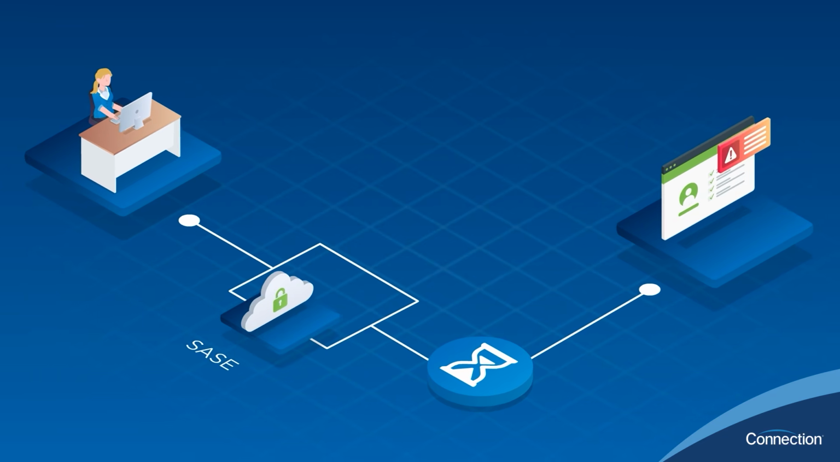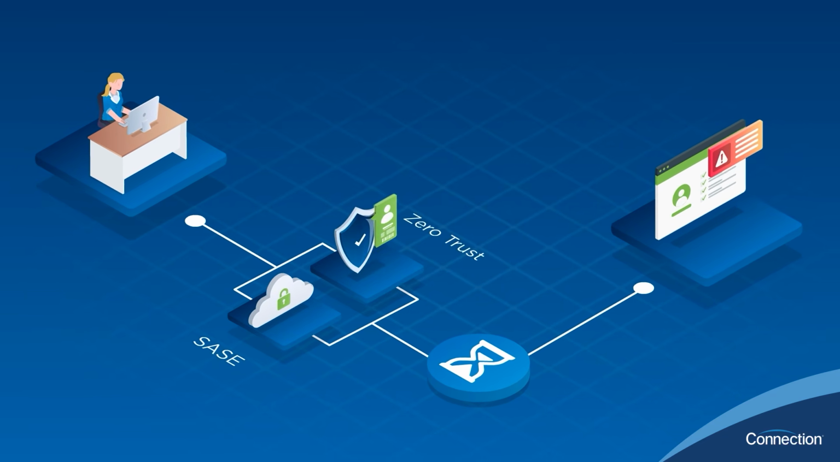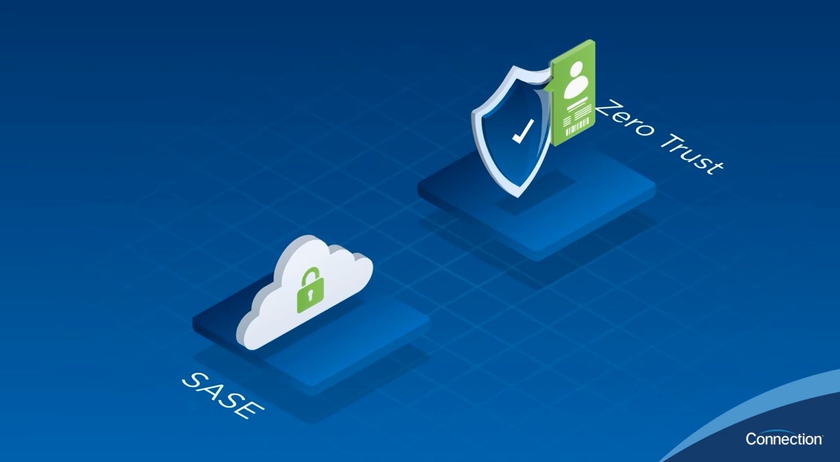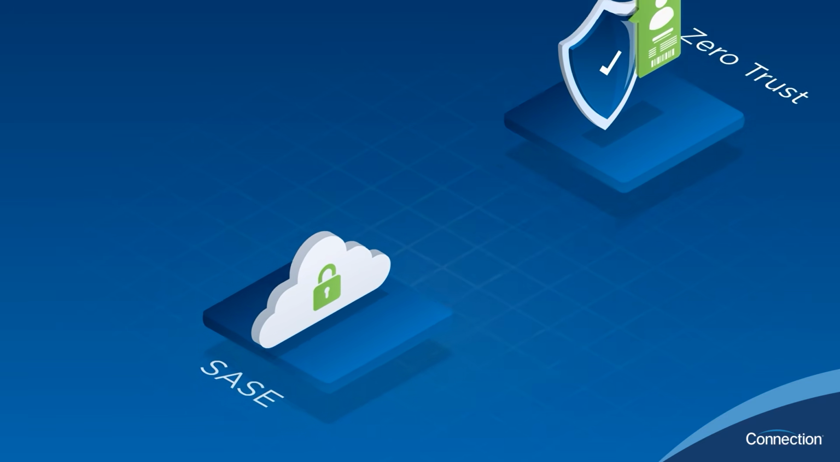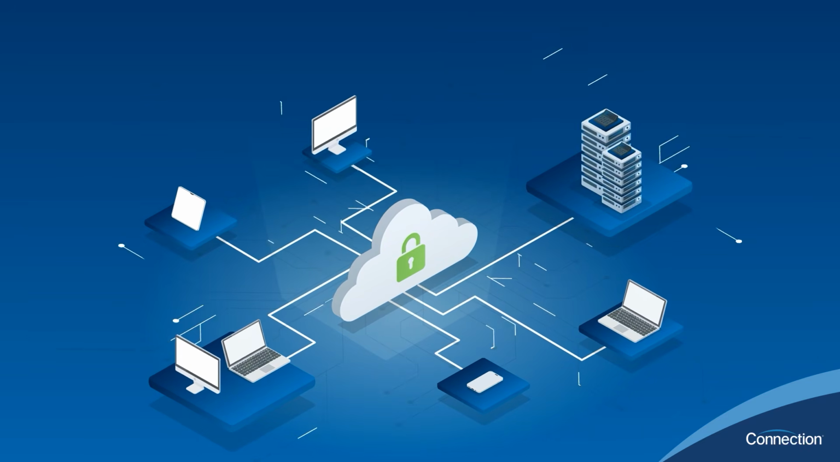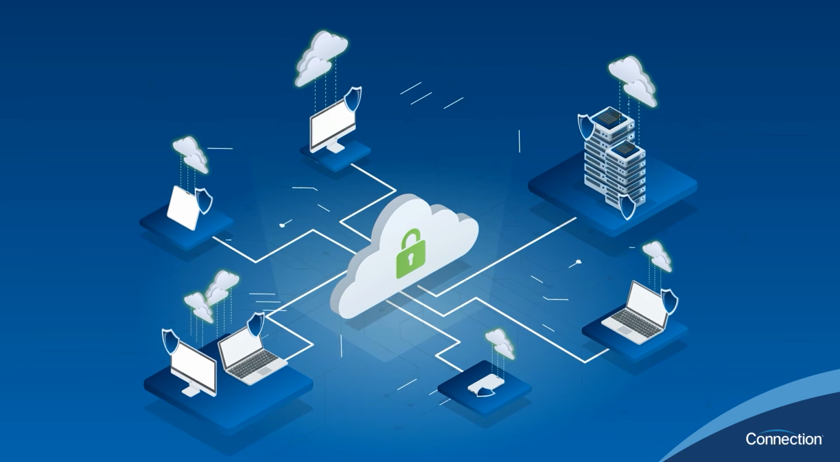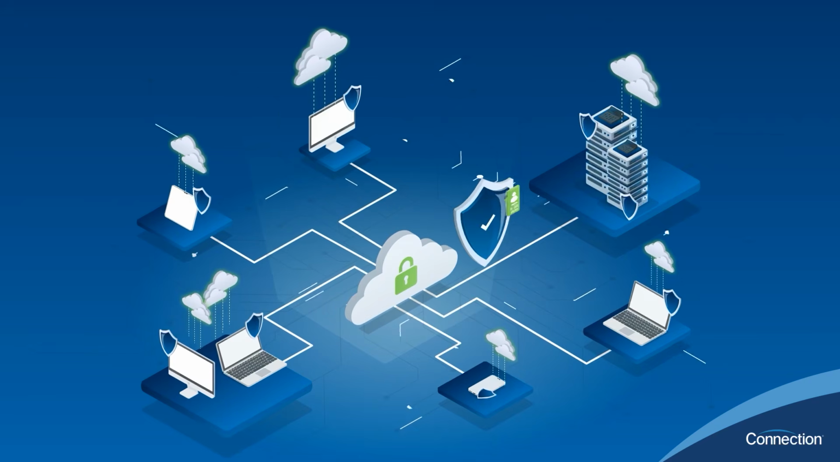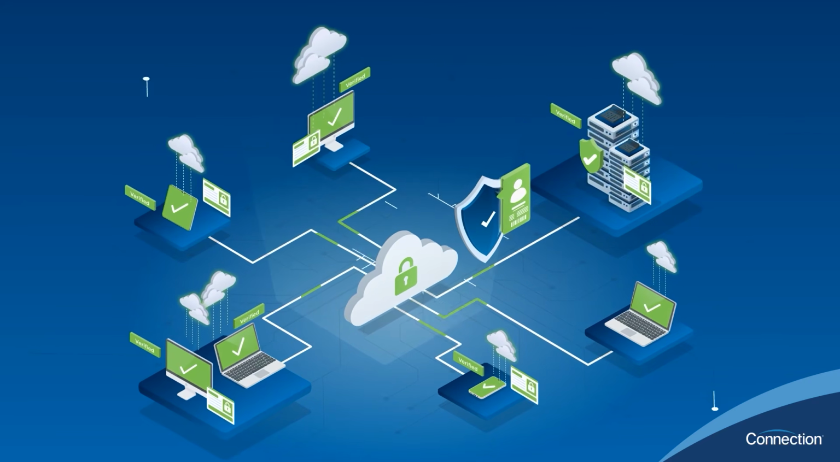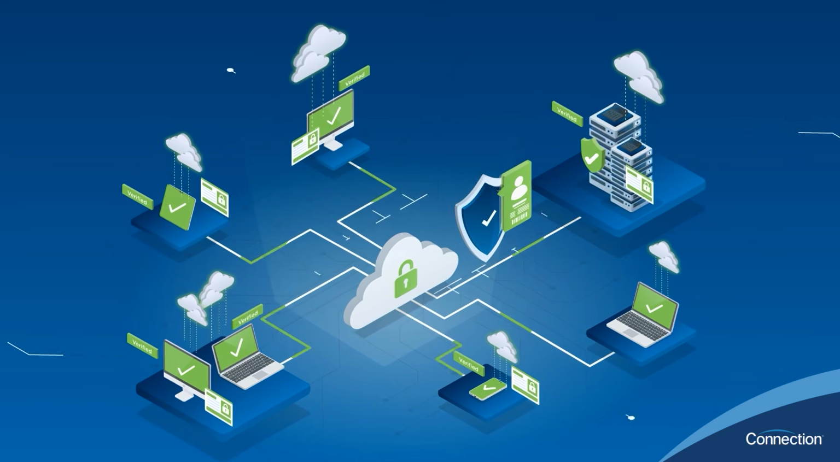That's where Secure Access Service Edge, or SASE, and Zero Trust come in. Individually, each provides strong protection. SASE converges networking and security into a cloud-delivered model that enables secure, high-performance access wherever users work, while Zero Trust ensures every user, device, and connection is continuously verified.